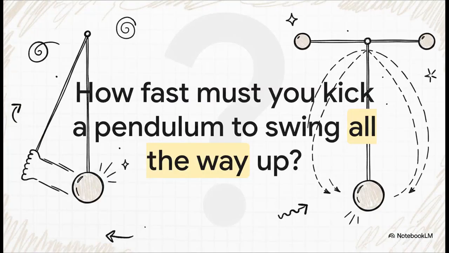Okay, at its core, the question is actually pretty intuitive. I want you to picture this. You've got a ball on a string. You pull it to the side. But instead of just letting it go, you give it a good kick, sideways. The question is, exactly how fast does that kick need to be for the ball to swing all the way up to the very top where the string is perfectly horizontal?